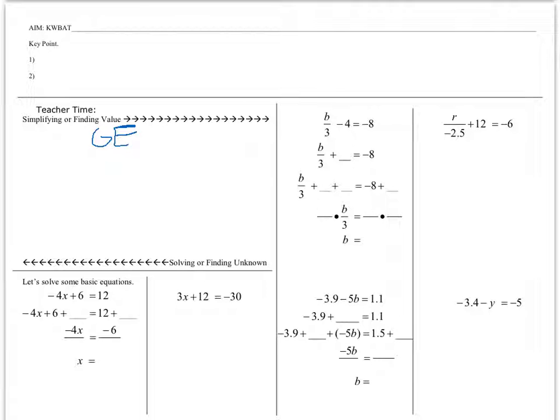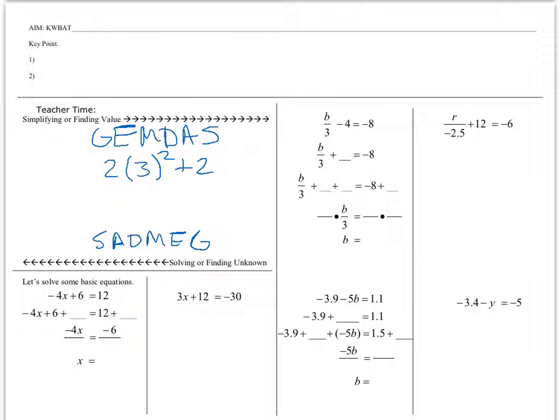So when we're simplifying or just finding the value of an expression, we just use PEMDAS. So for things like 2 times 3 squared plus 2, that's PEMDAS. Now if we're trying to solve for an unknown, we're doing inverse operations because we're undoing those steps. It's like trying to find your way back home from a place that you've gotten to.